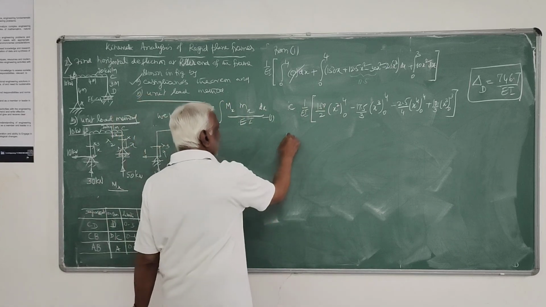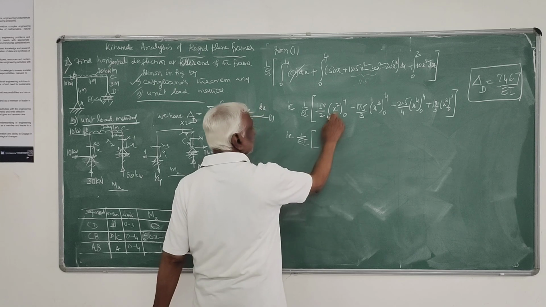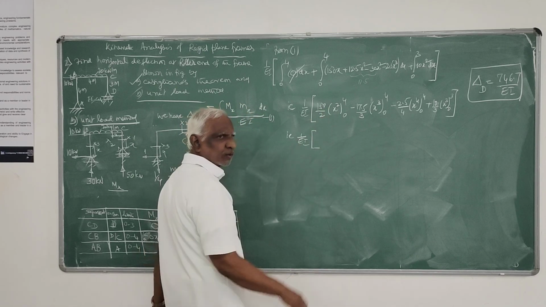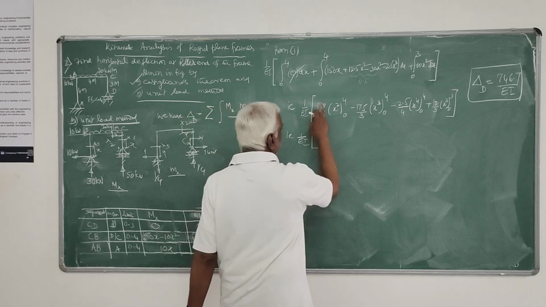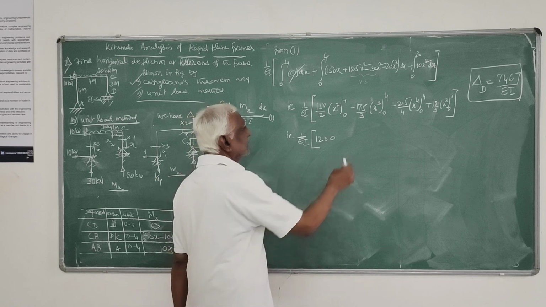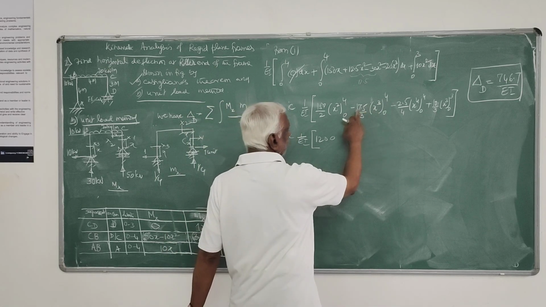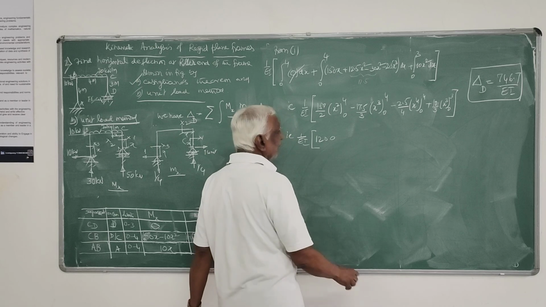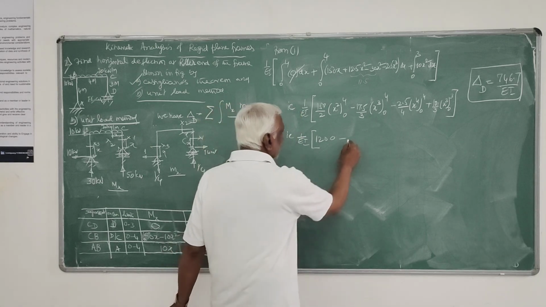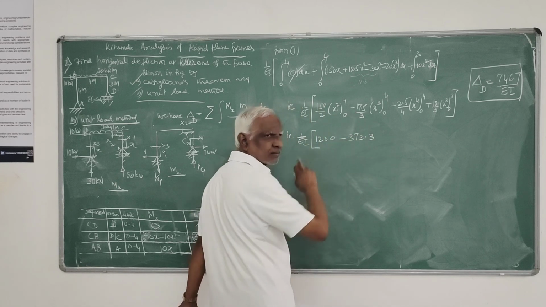Simplify. That is 1 over EI. This is 4 square, 4 square is 16, 16 by 2 is 8, 8 into 150 is 1200. Next, this is 4 cube, 64. 64 into 17.5 divided by 3 is 373.3. Minus, of course.